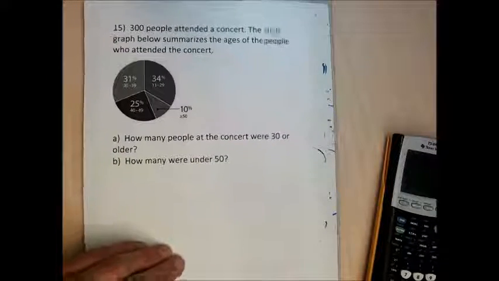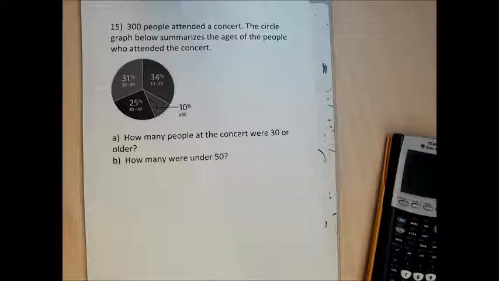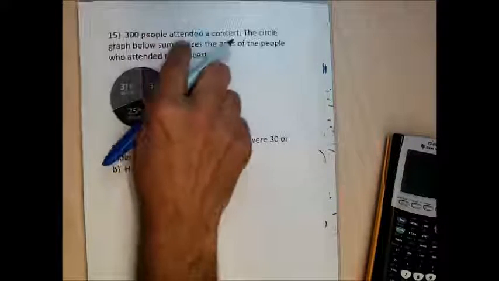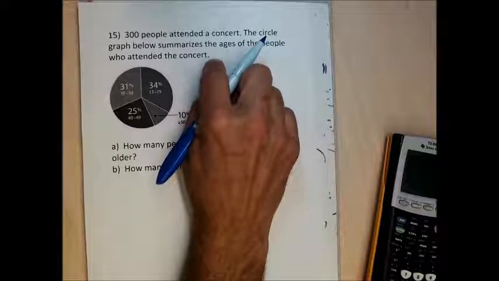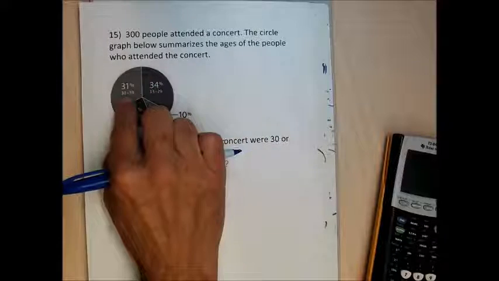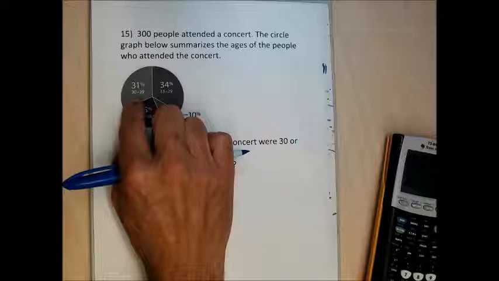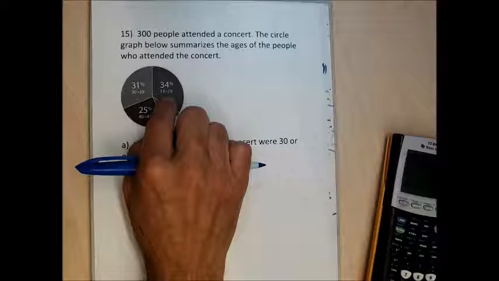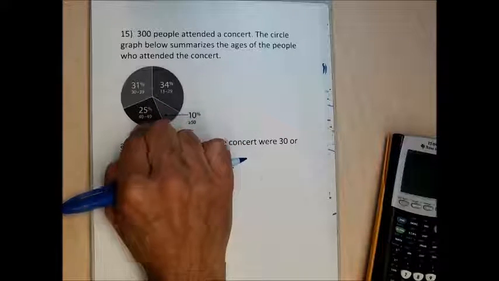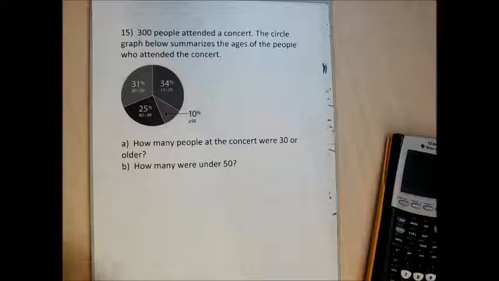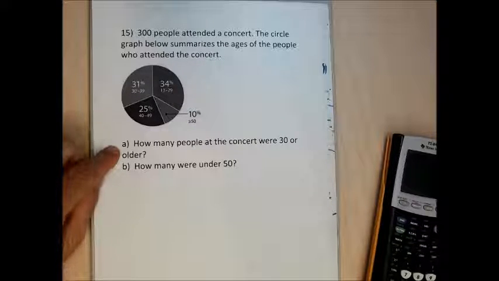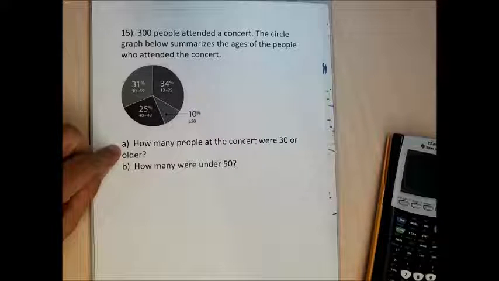But you get 15 to go. And let me just talk through 15 just in case it isn't clear. 300 people attended a concert. The circle graph below summarizes the ages of the people who attended the concert. 31% were between 30 and 39, 34% were between 13 and 29, 25% between 40 and 49, and 10% greater than 50. This is tricky. How many people at the concert were 30 or older?